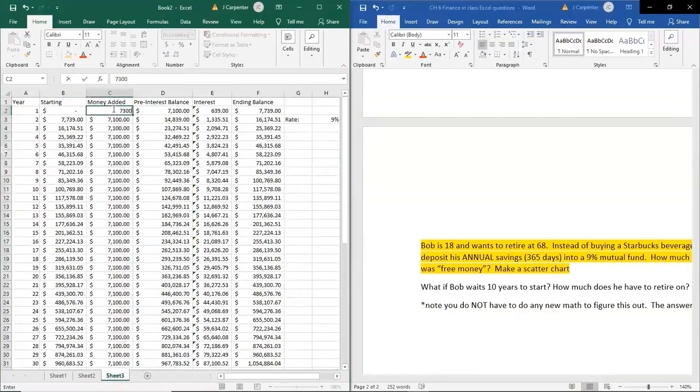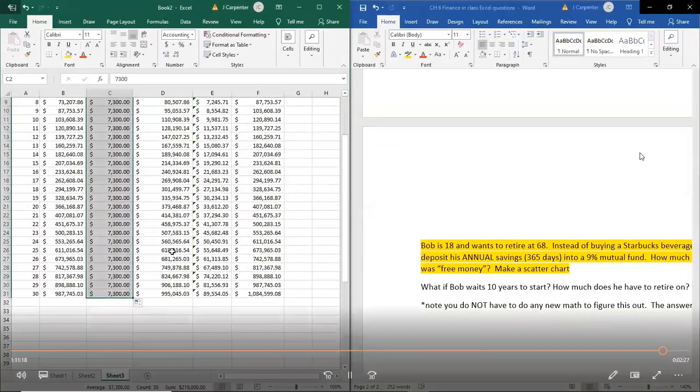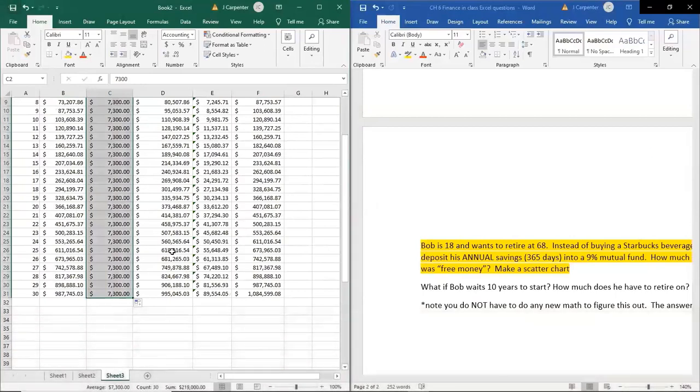73. Oops, that's not the fill handle. I'm rushing. Slow is fast, fast is good. Close enough. 7,300. 7,300 divided by 365 is $20 a day, which in comparison to just 1 cup of coffee a day, that is 5.7 cups of coffee a day.